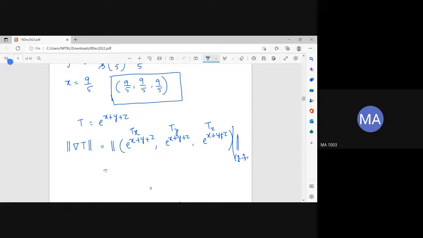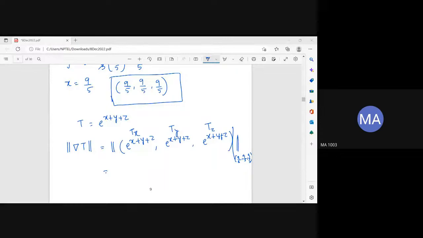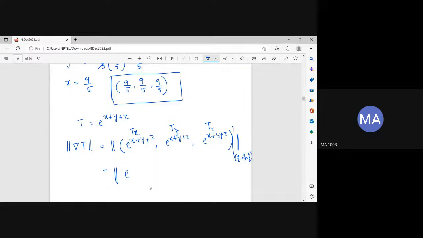Maximum directional derivative at the point of intersection. So that's going to give me e power, I can take 1, 1, 1, right? E power 27 by 5 into this, right?